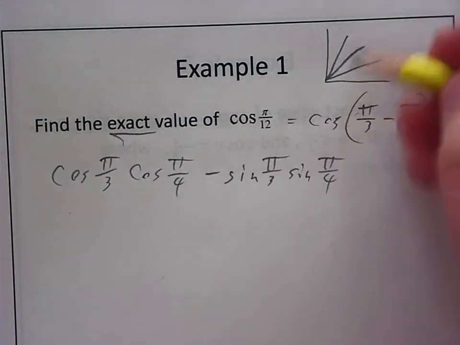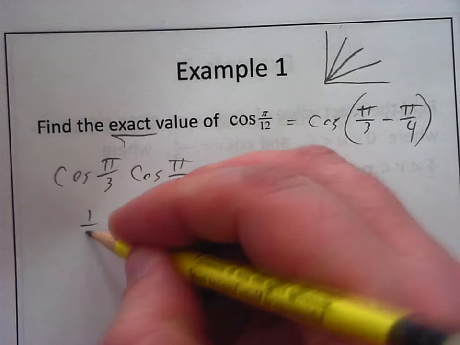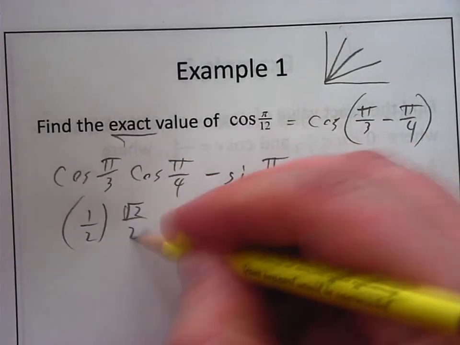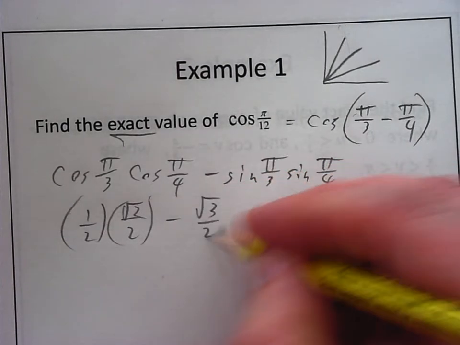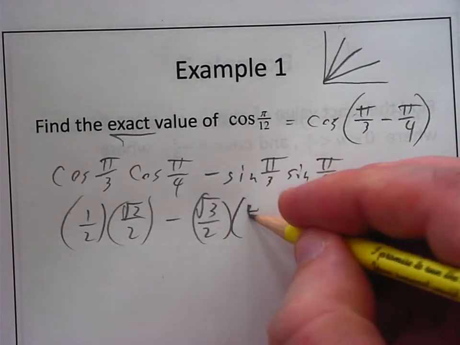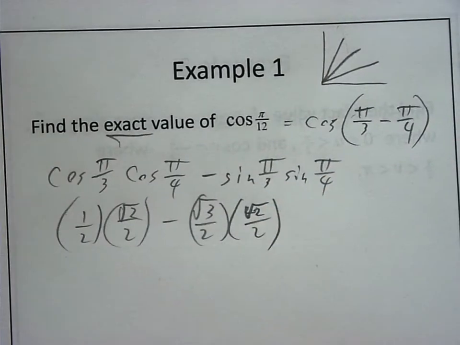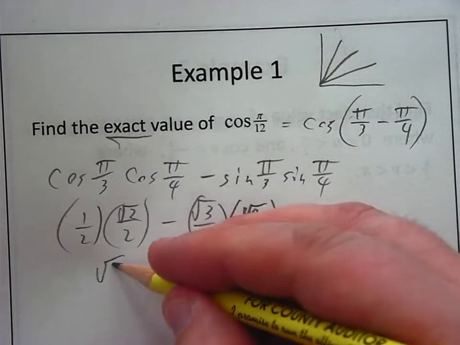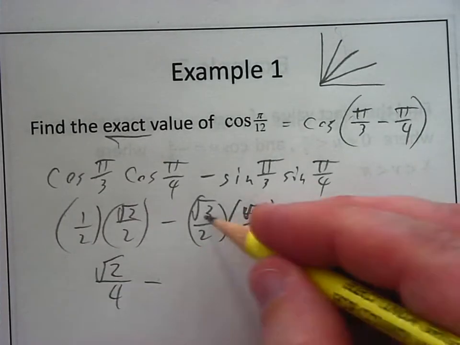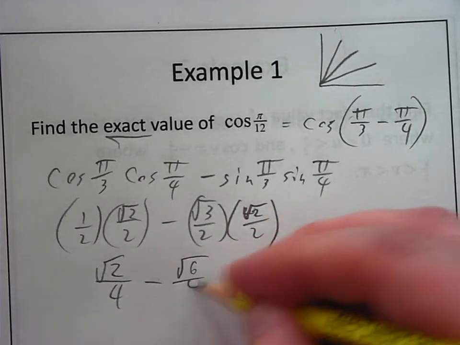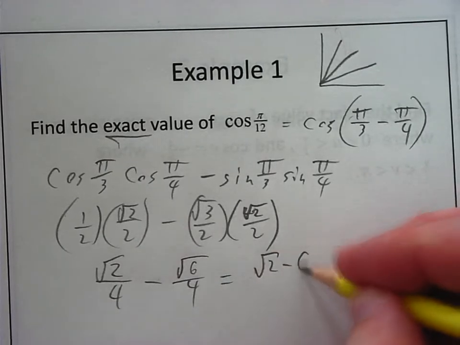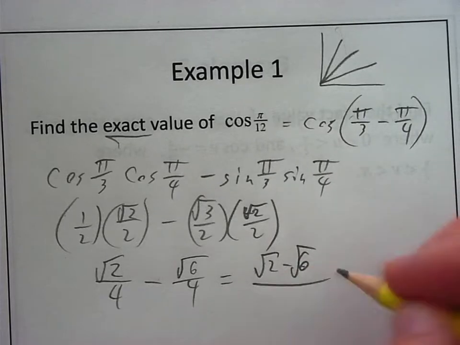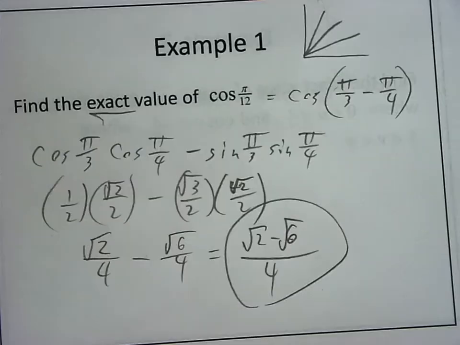Cosine of pi over 3, if I think about that one, that's up here, so it's closer this way. That's going to be 1/2. Cosine of pi over 4, square root of 2 over 2. Minus sine of pi over 3, well, if that was 1/2, this is going to be square root of 3 over 2. And sine of pi over 4 is the same as cosine of pi over 4, which is square root of 2 over 2. So when I multiply these out, that's going to give me square root of 2 over 4 on the left, minus square root of 3 times square root of 2 is square root of 6 over 4 on the right. So that simplifies out to just be square root of 2 minus square root of 6, I can't combine those together, all over 4.